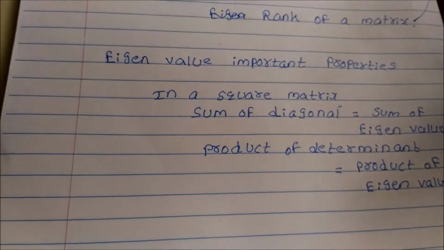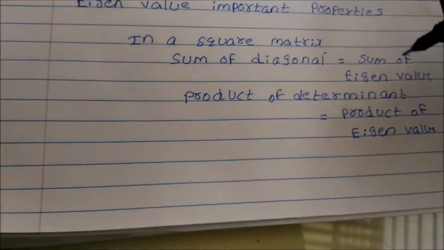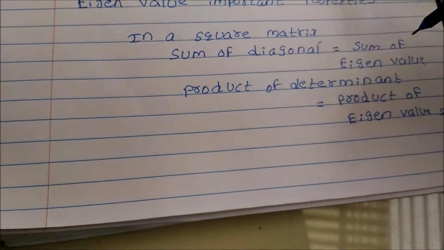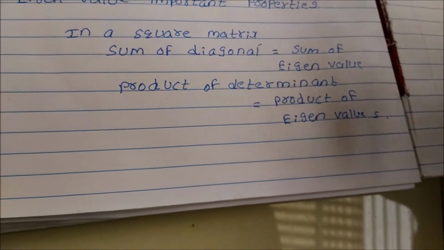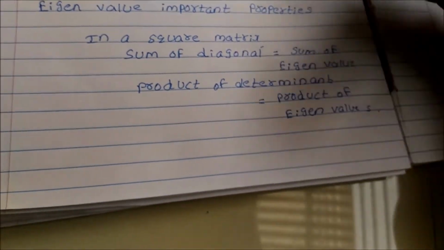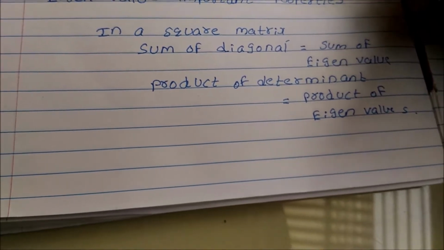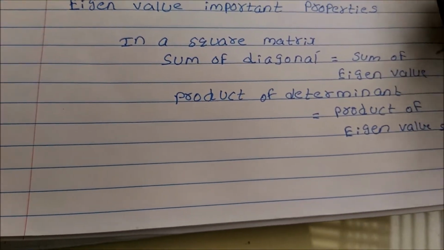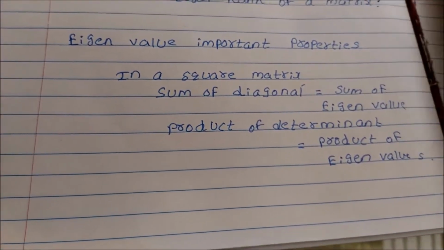These are some important properties we're going to cover, so you must write them down somewhere. Sum of diagonal is equal to sum of eigenvalues. Product of eigenvalues is equal to the determinant. These two properties are very important in solving GATE questions very fast. So just remember these two properties. We will use them many times in our tutorial.